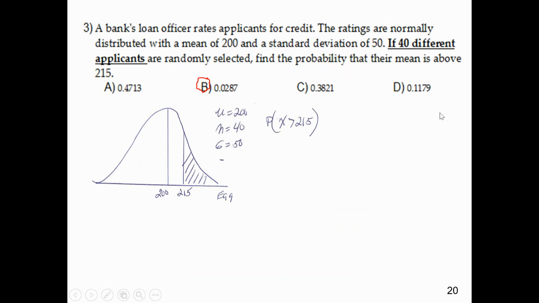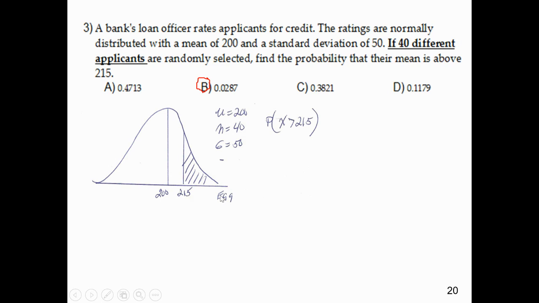The last one here, I want the probability if I pick 40 different applicants, their credit ratings will be bigger than 250. I'm sorry, bigger than 215. There's my mean of 200. I want greater than 215, so there's 215 to the right of 200. He says the word above here. Above 215 means greater than 215. Above certainly doesn't mean less than. Above means 215 and bigger.